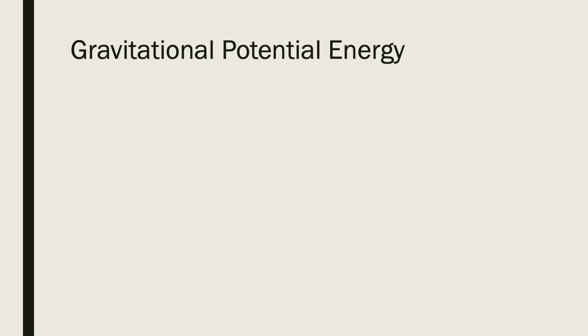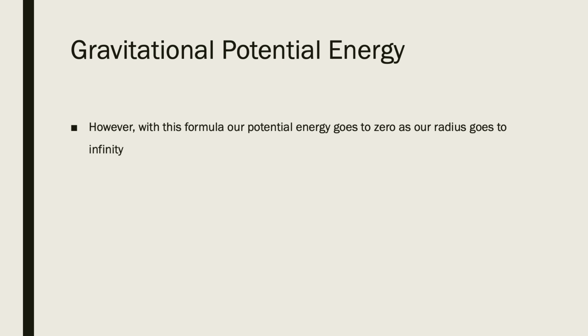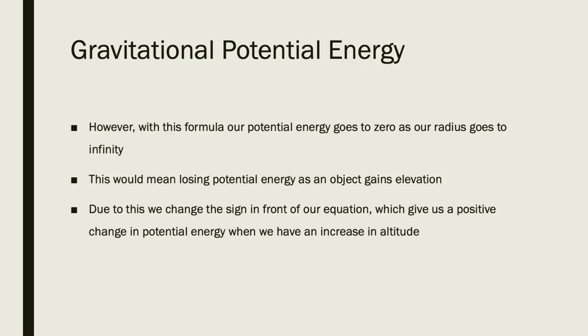Okay, so a bit more about gravitational potential energy. With this formula, our potential energy goes to 0 as our radius goes to infinity, because we would be dividing by essentially infinity squared, which would mean losing potential energy as an object gains elevation. That does not necessarily make sense, to lose energy as we're gaining elevation. So due to that, we add a negative sign in front of our equation, which gives us a positive change in potential energy when we have an increase in altitude.